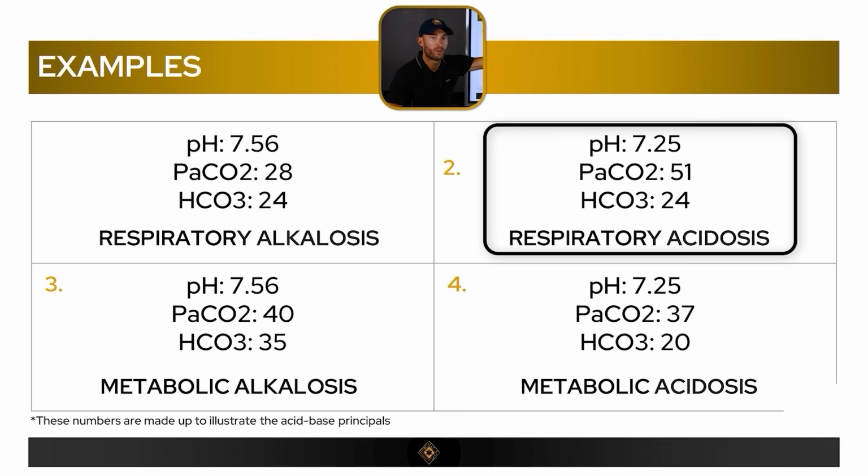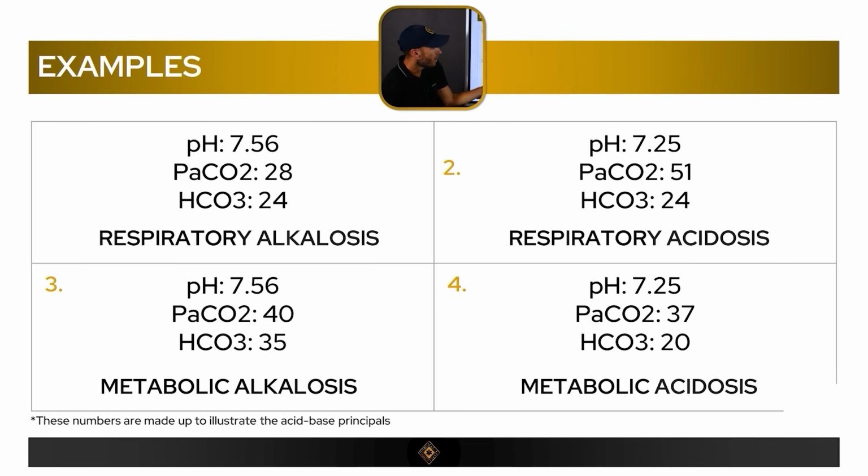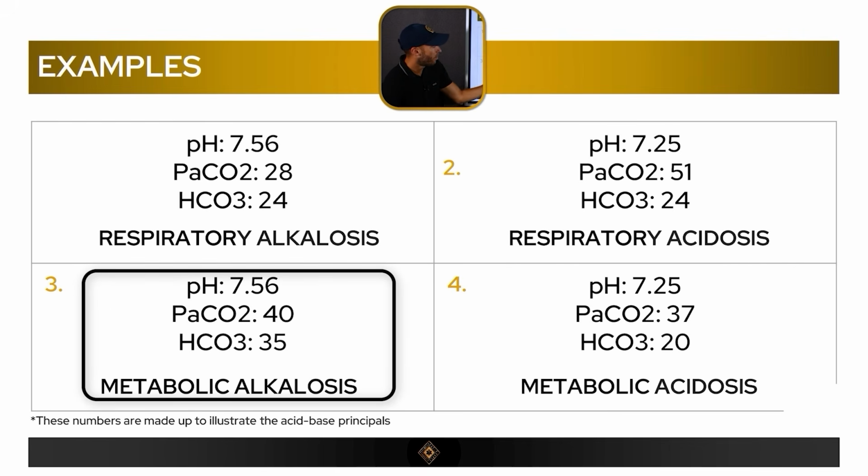So the CO2 level is high, which means the pH is going to be low. It's a respiratory acidosis. Okay, pH 7.56. We got a normal CO2 and we got 35 on bicarb. So the bicarb's too high and we have an alkalosis. There it is. It's a metabolic alkalosis.